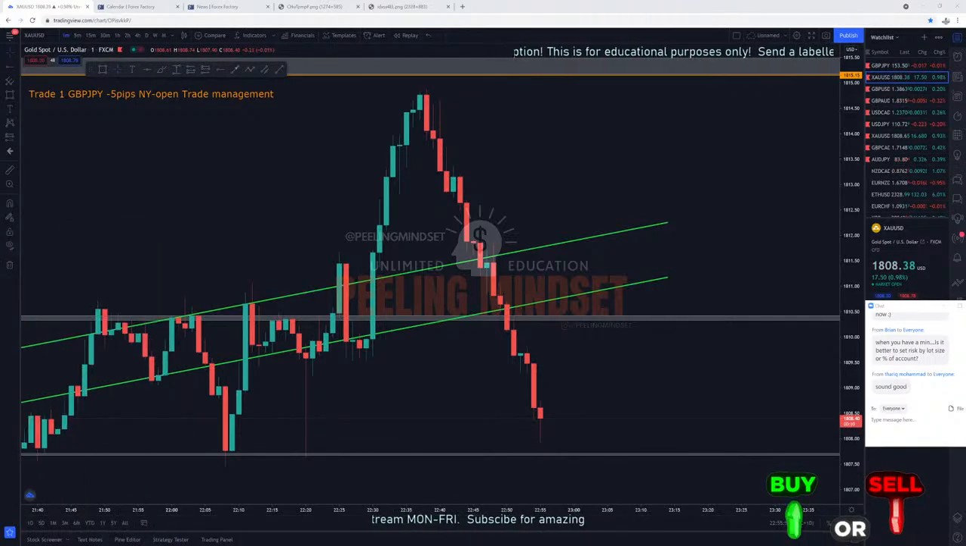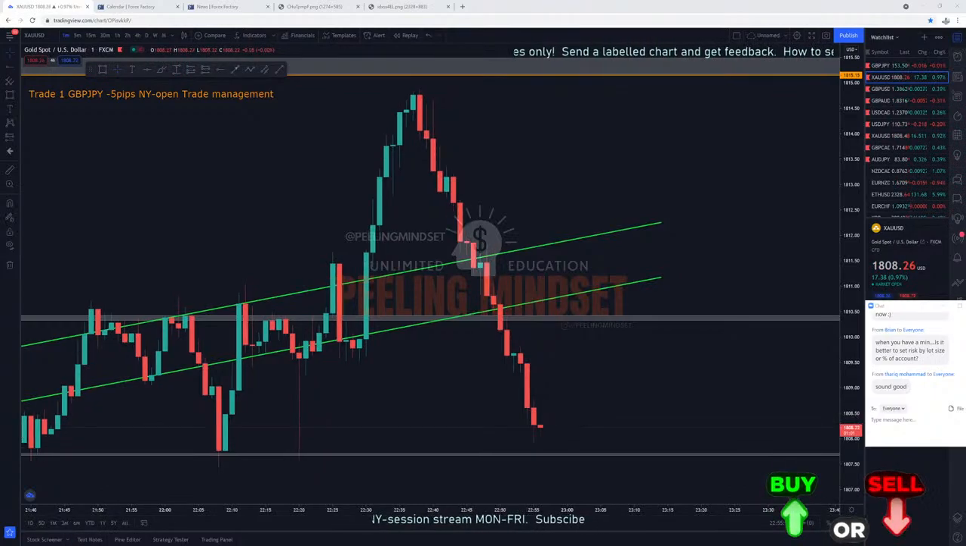This is a gold trade I took on 1 minute and it's running. So in about 10 pips in profit here, 11 pips in profit. Wow, it's moving down. Gold 1 minute trade. I think the wick is being attacked here. So in about 14 pips in profit.